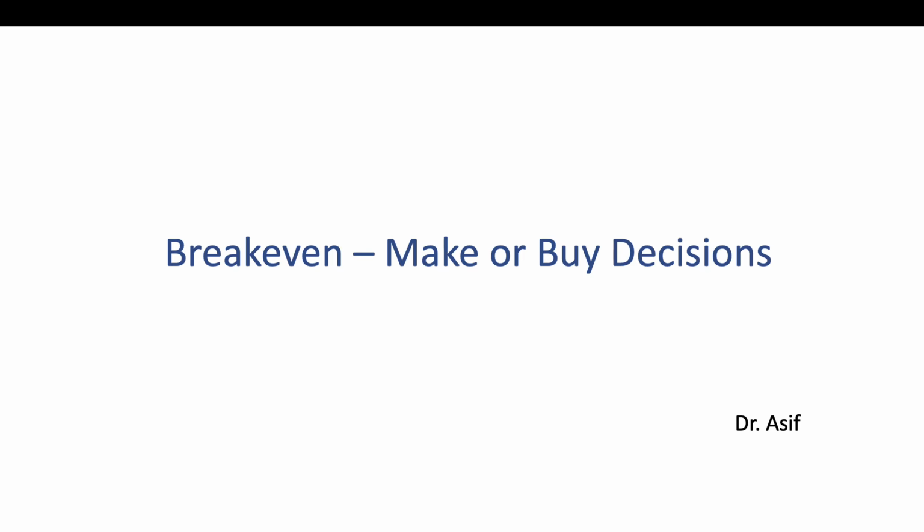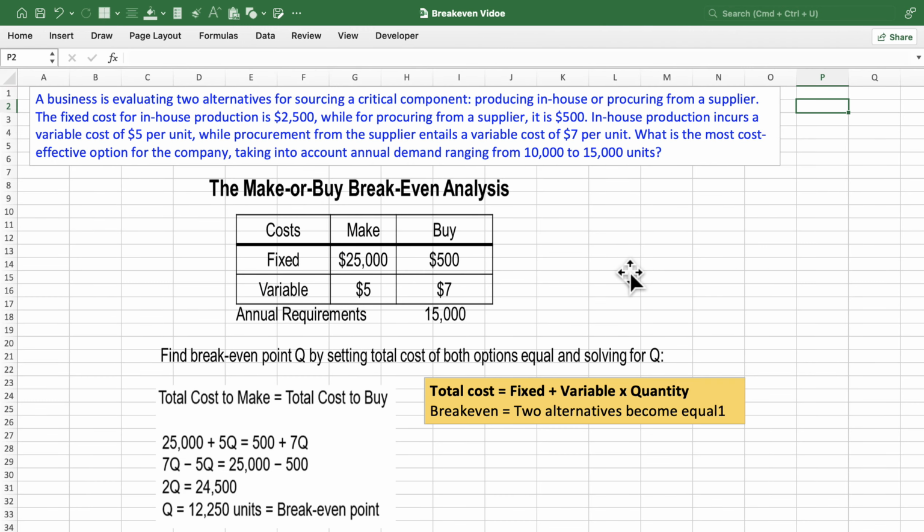a break-even point. And second, when we want to make a decision between two alternatives or two options, for example, in this case, make or buy decisions, we want to analyze this using break-even analysis. Break-even point would be the one whereby two options, make or buy, are equally good. Here is an example of break-even analysis for make or buy decisions.